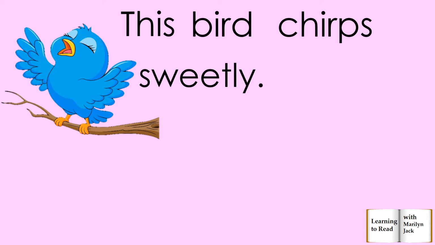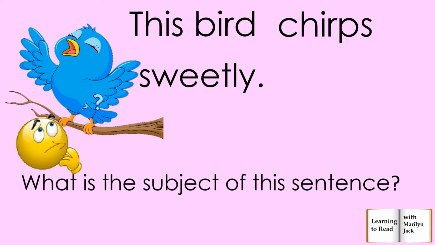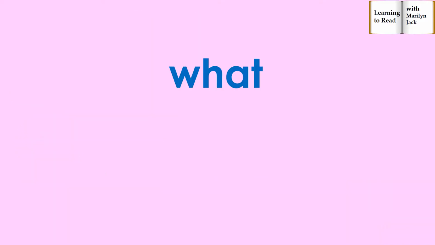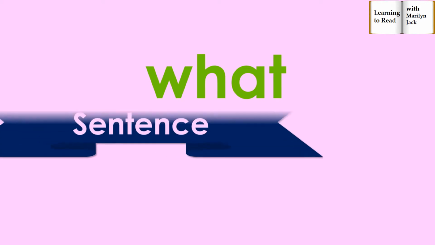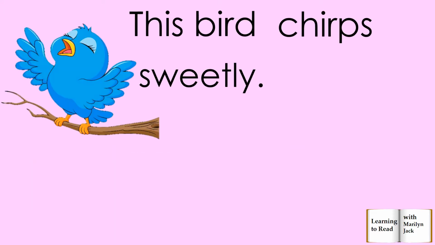This bird chirps sweetly. What is the subject of this sentence? To find the subject, we must find what is performing the action. When we find what is performing the action, we find the subject of the sentence. What is performing the action? This bird is performing the action, and therefore, the subject of this sentence is this bird.